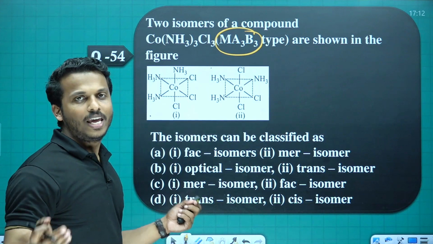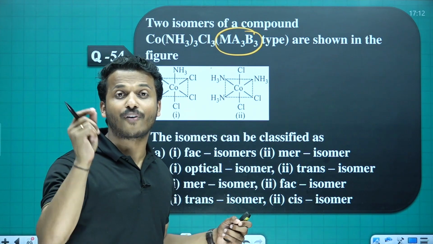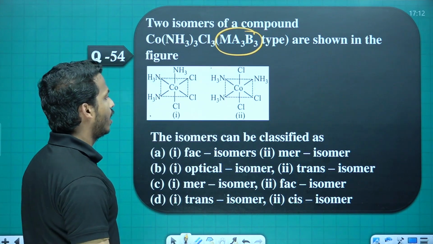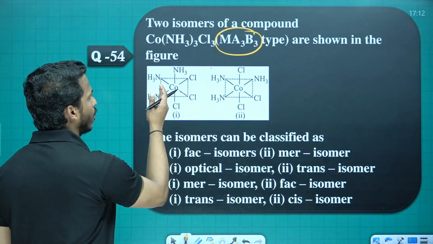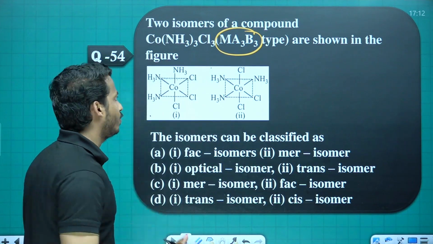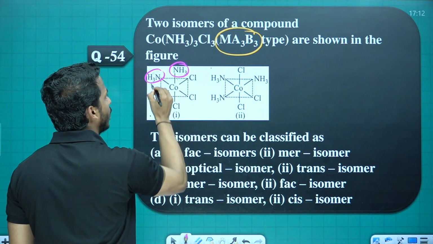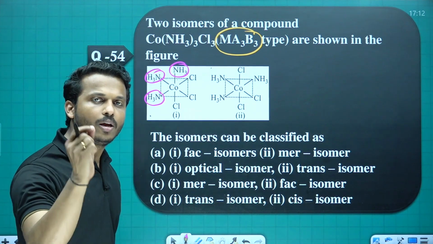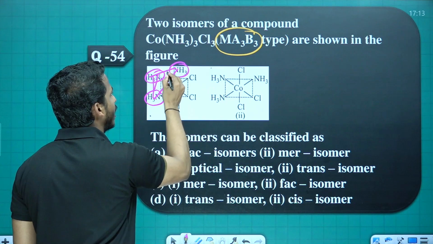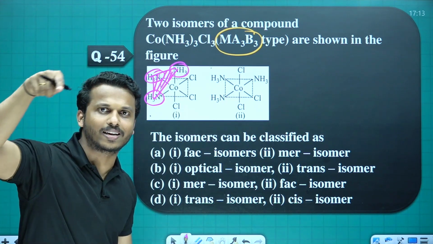Next question, two isomers are given here with the type MA3B3. Hope you get it. MA3B3 means it is FAC and MER isomerism. And the figure is also given here. Dear all, this is FAC, this is MER. What is the difference between them? FAC means the three ligands will be adjacent. If you connect all these three ligands, you will get a triangular face there.